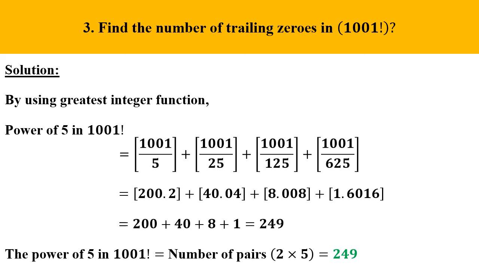This is nothing but the number of pairs, so 2 into 5. Or we can say that the highest power of 10 it is divisible by is 10 power 249. So after computing 1001 factorial, we get 249 zeros at the end of this number.